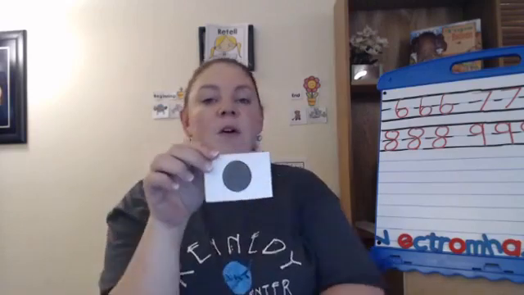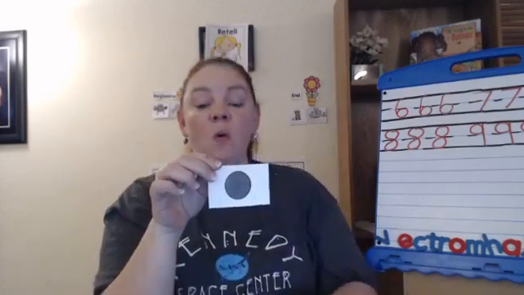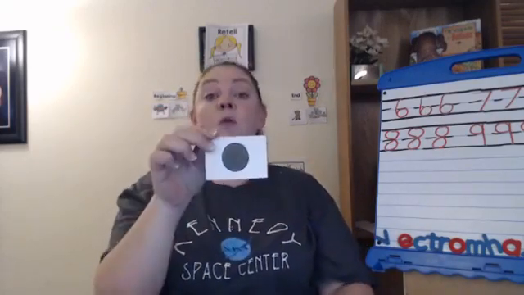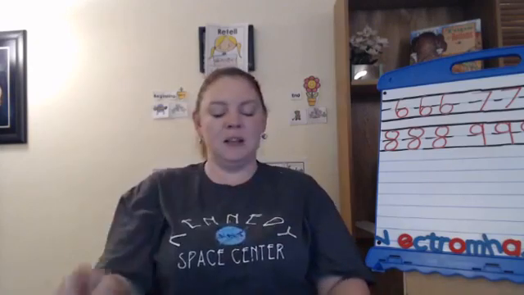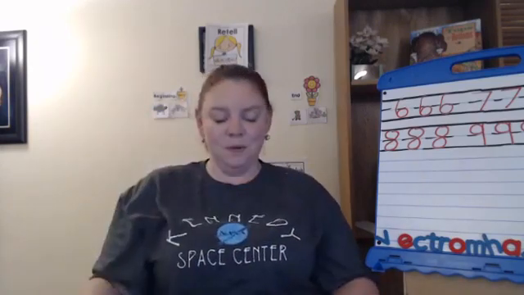A circle. A circle has 1 continuous side. There's no beginning and no end to a circle. 1 continuous side. No corners, no vertices, just 1 continuous side.